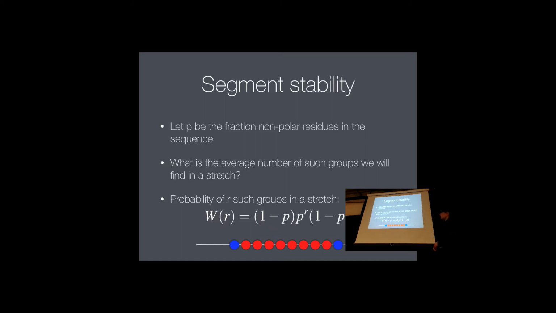Then the probability to find these groups in a stretch will be: the probability for this blue one is 1 minus p. Then the probability for this is p, p, p, p, so p to the r times, right? And then finally it's broken by another amino acid with probability 1 minus p. So then these are all independent from one another. So to get the probability of the whole thing, we just multiply all of these probabilities together, and we find that the probability W of having R residues of character P in a row is this.